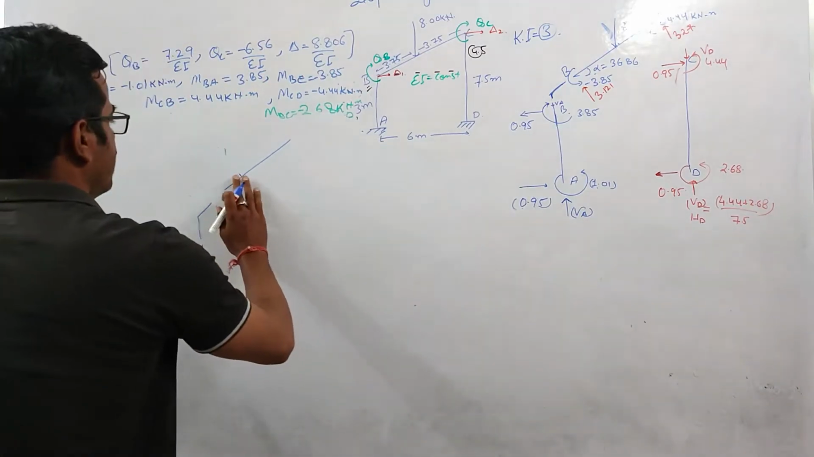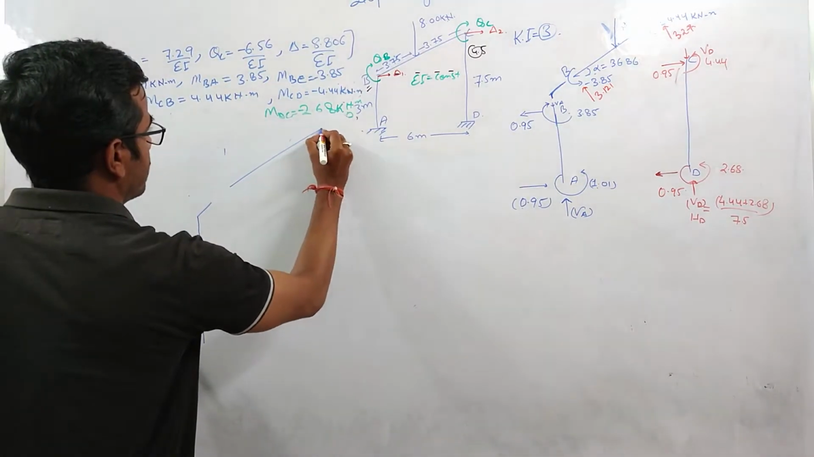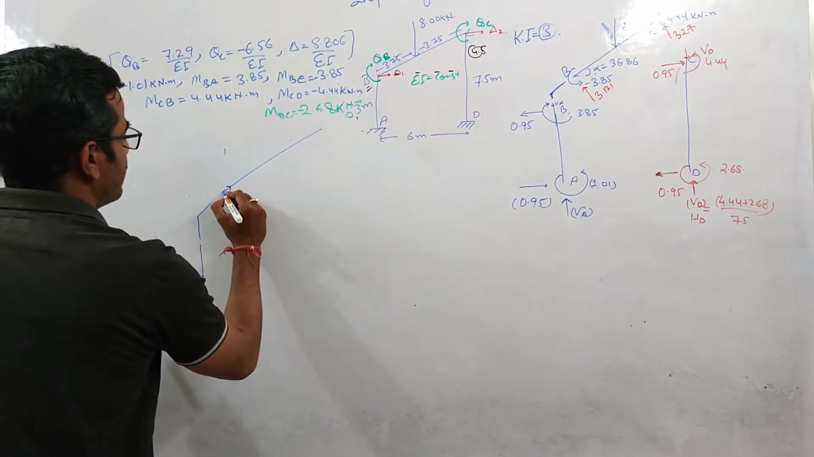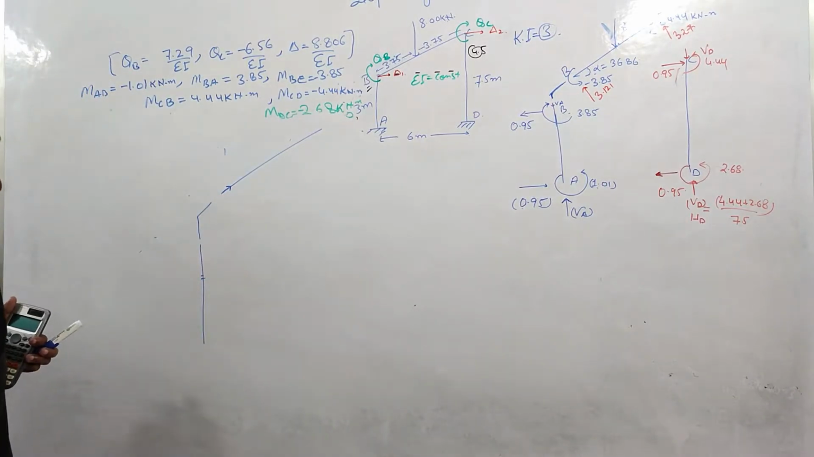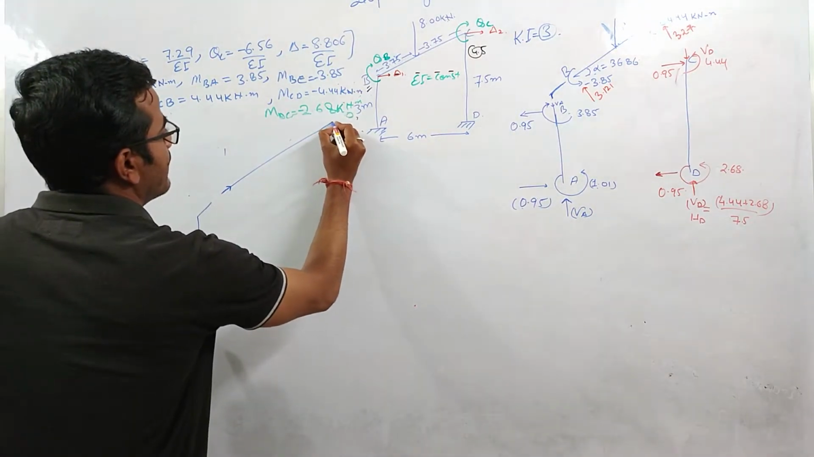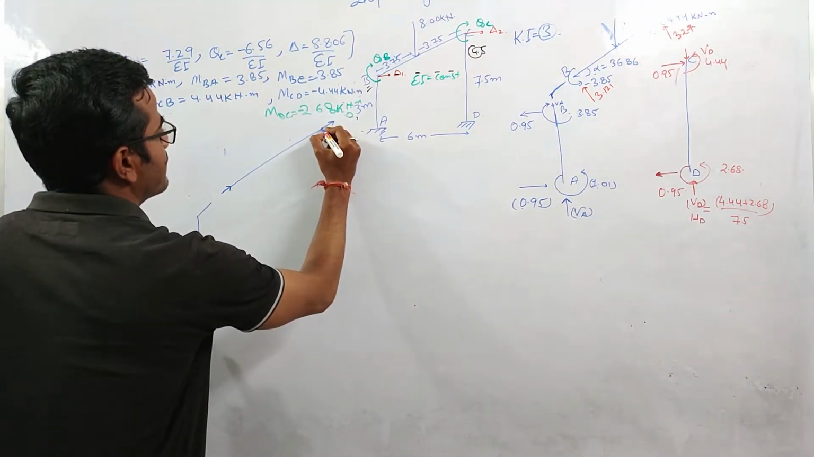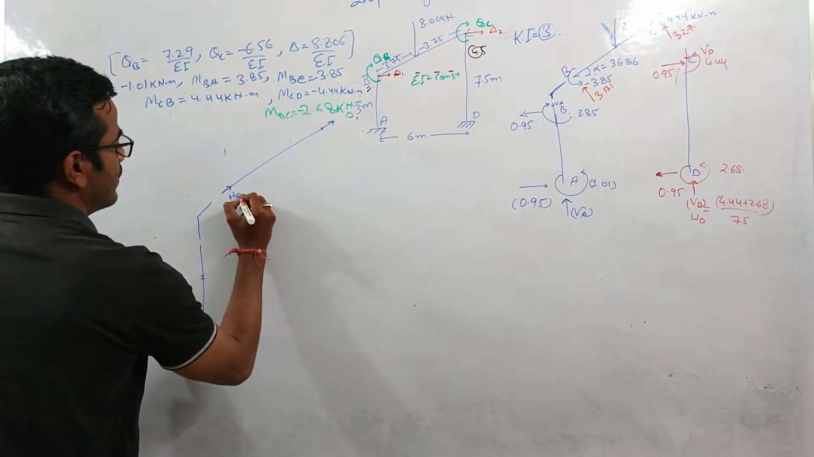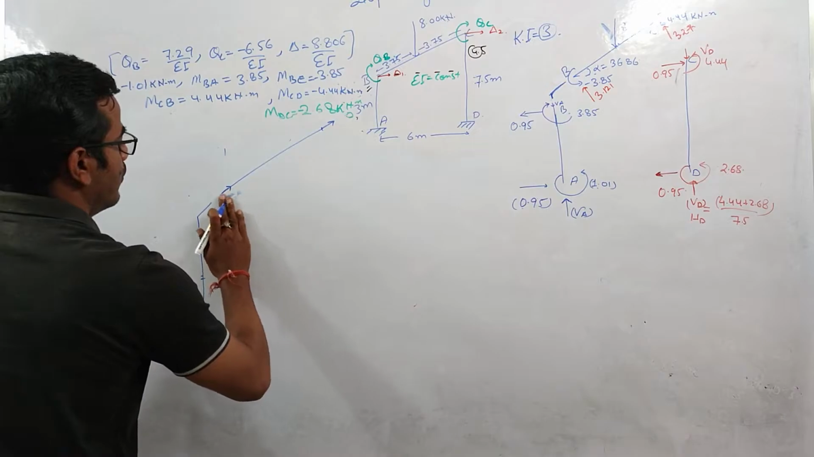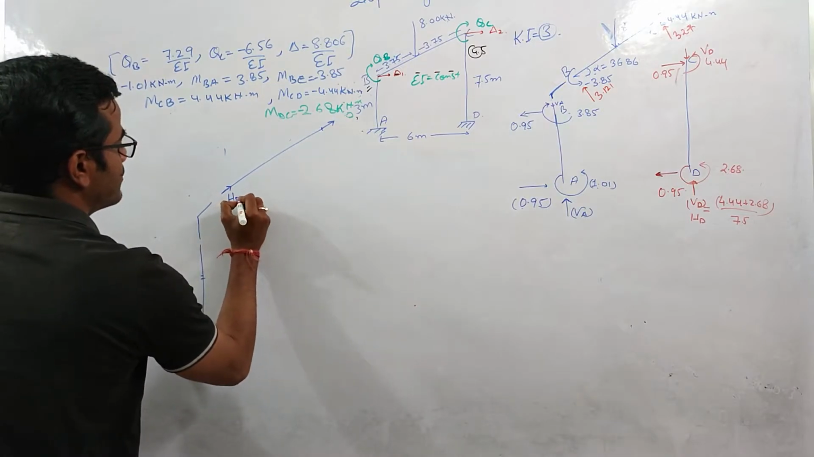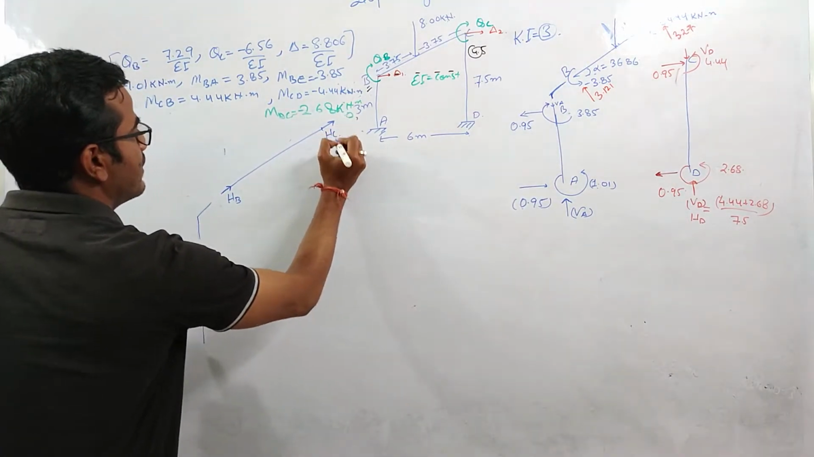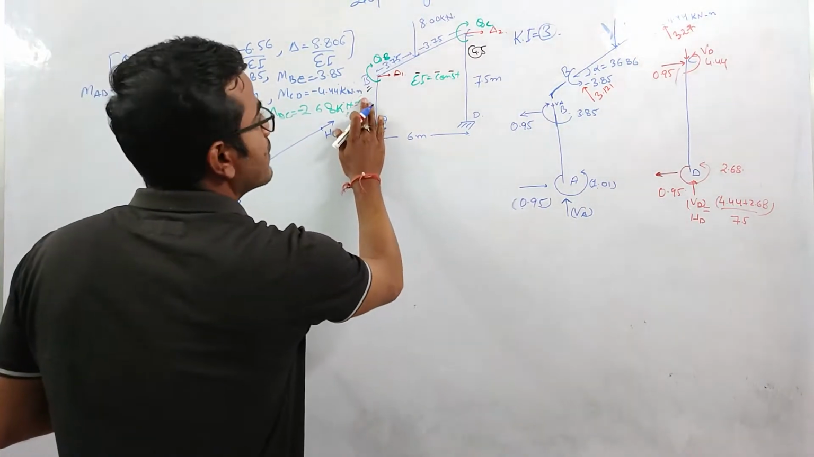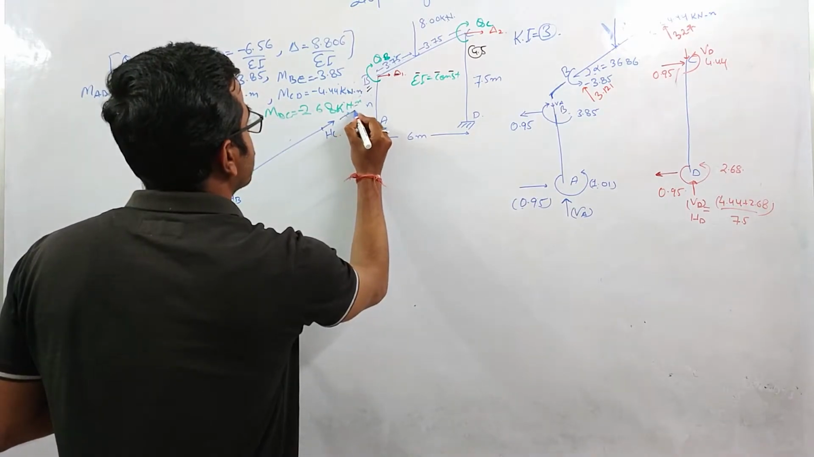Let us assume that at this point there is some horizontal reaction acting in this direction, and at this end the horizontal reaction is acting in this direction. So let us suppose this is HB, and this is HC at this point, right? Here the situation is like this.